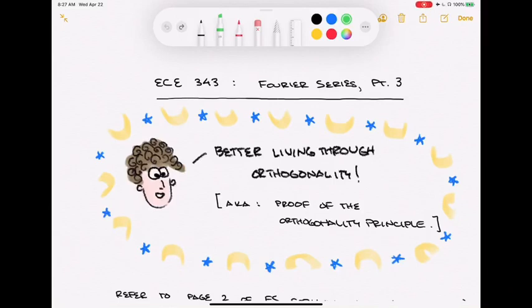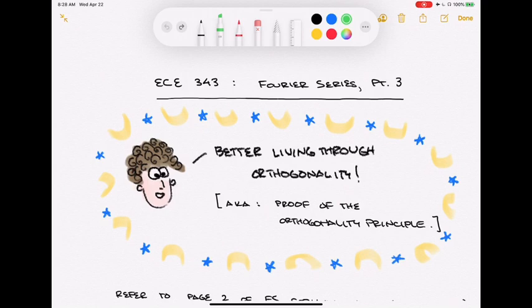So this is the Fourier Series Part 3 lecture for ECE 343. I think I'll call this one Better Living Through Orthogonality. We've looked in the past lectures at how orthogonality can help us make an estimate of an object of interest. There's the idea of the orthogonality principle, which basically stated that if you make the error of your estimate orthogonal, or at right angles, to the building blocks, it's supposed to be optimal. We gave that without proof.